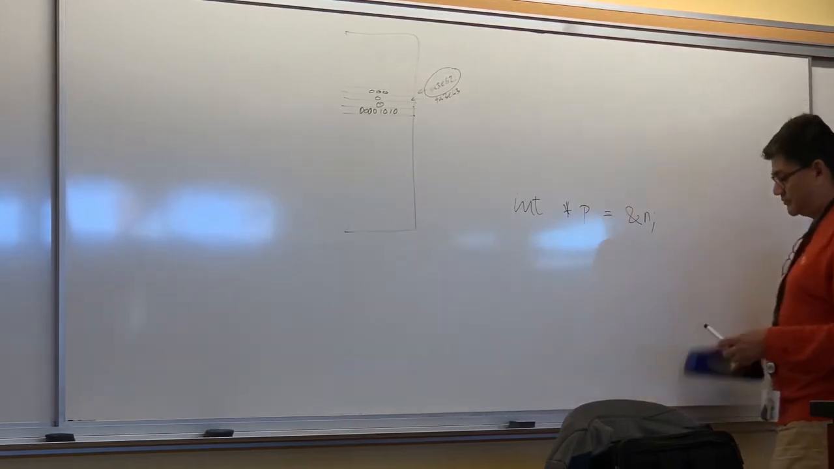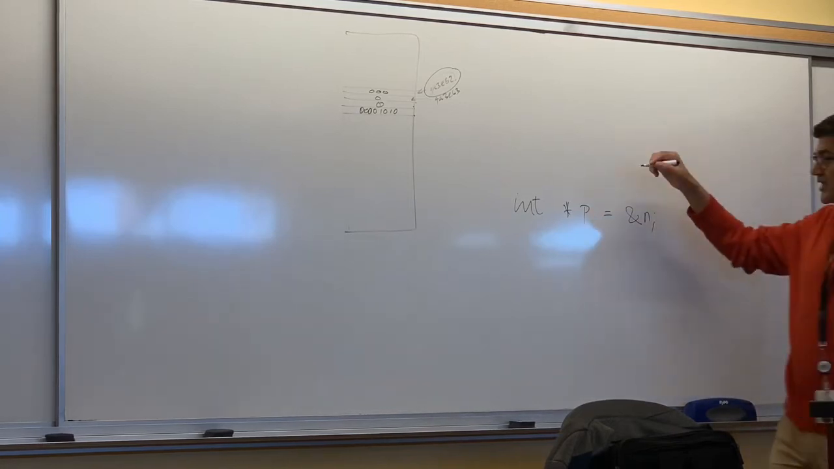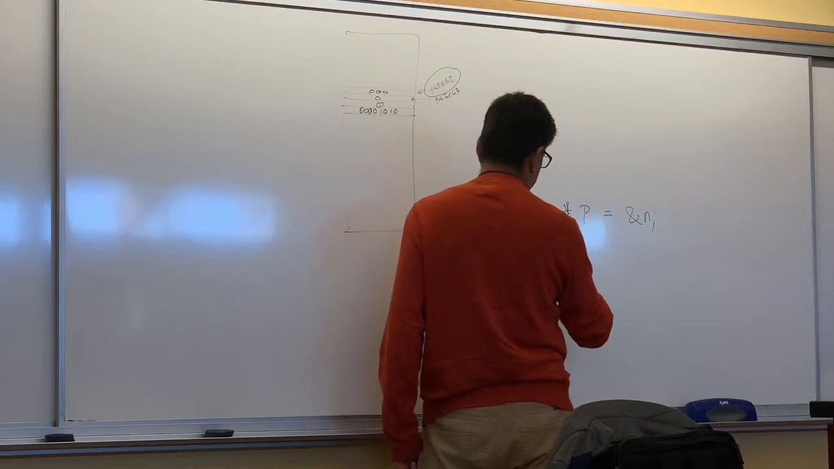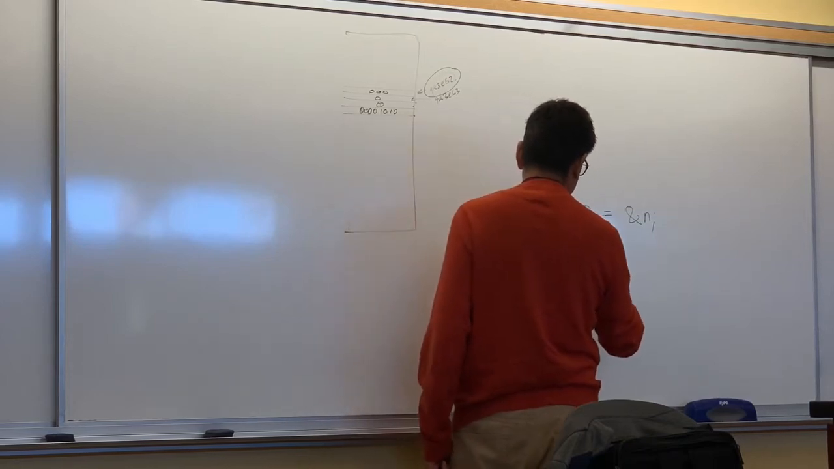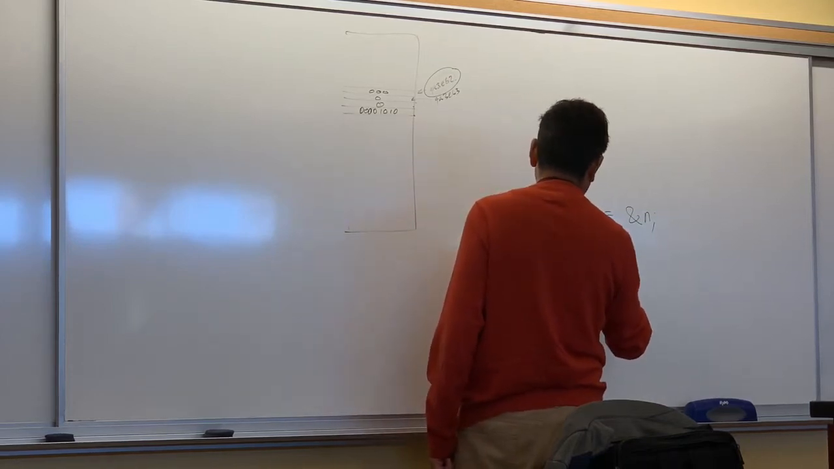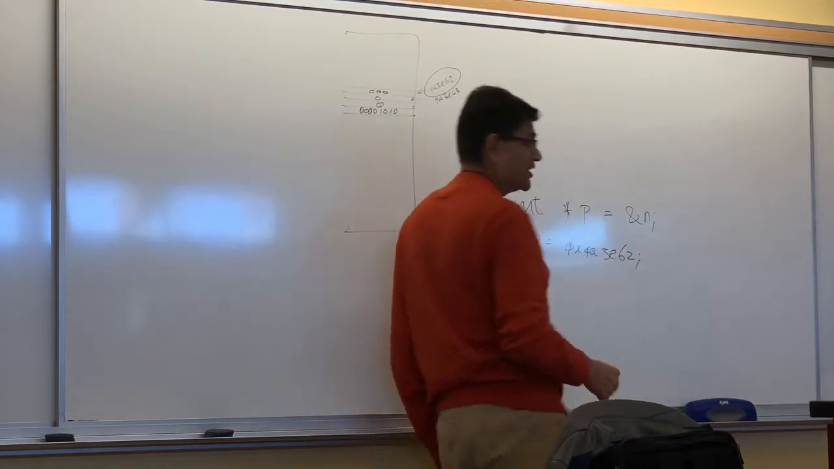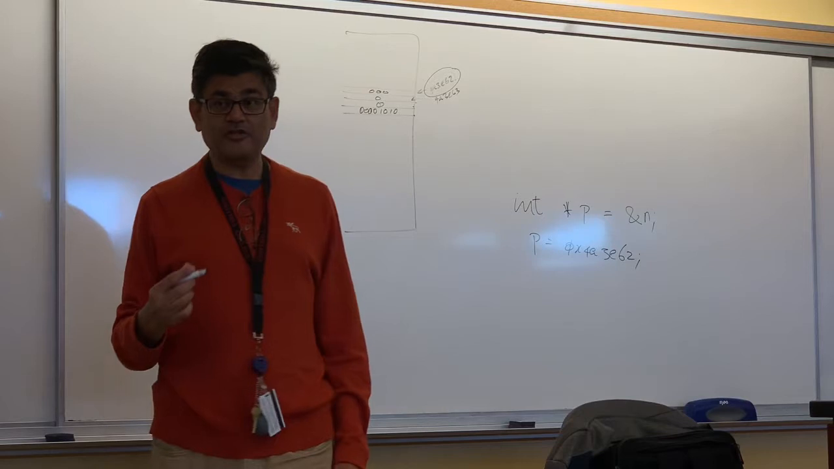It's that 4A, it's the memory address. Exactly. Thank you, Christopher. After that statement has been executed, p will be equal to 0x4A3E62. Does that make sense? So the address of n.